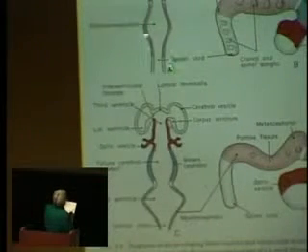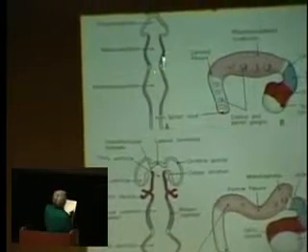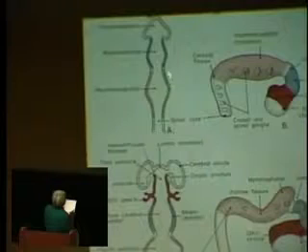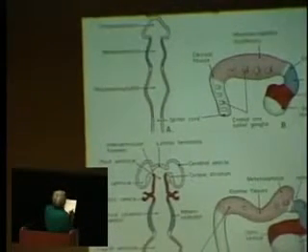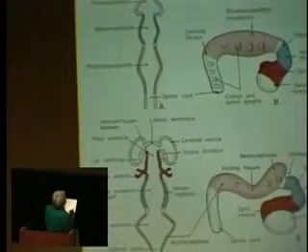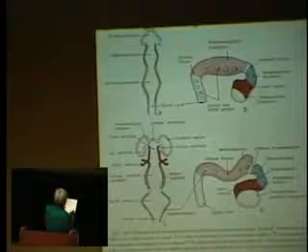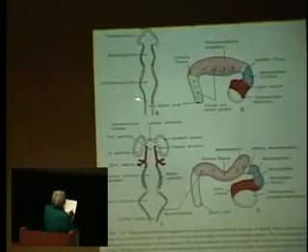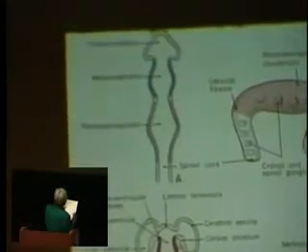Now the rhombencephalon separates into which two? Metencephalon and myelencephalon. And how do you remember which is first and which is second? Alphabetical order. Met, M-E-T, my, M-Y. So the myelencephalon then gives rise to what in your central nervous system? Your medulla, sure.